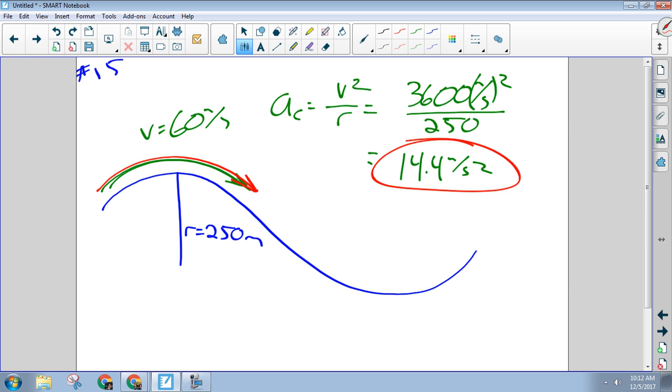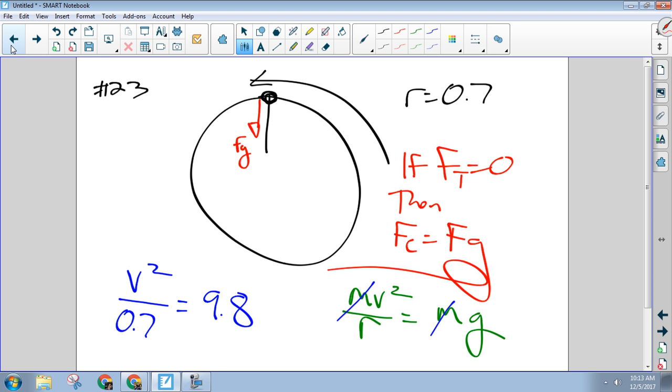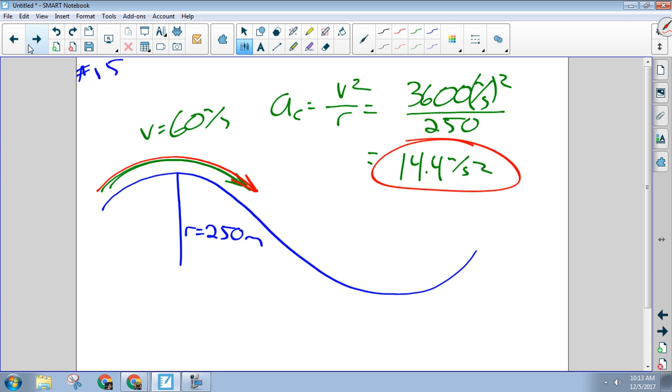So, number 15 says, what's the biggest velocity you can have when you go over the top of the hill without the car leaving the track, right? So it's literally the exact same as this one. You just figure out what velocity will make your centripetal acceleration 9.8. And that's it. Does that make sense, you guys? Sorry, long way to get there. Good with it?